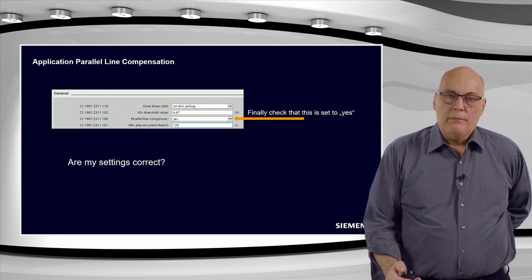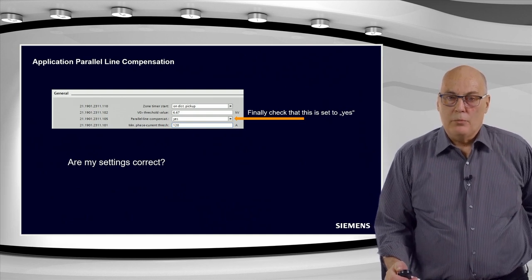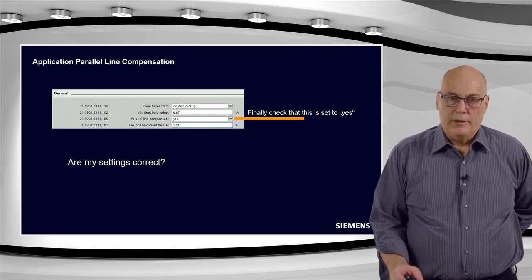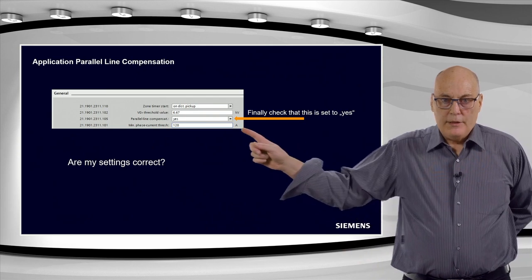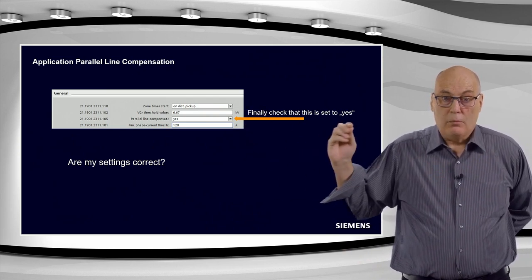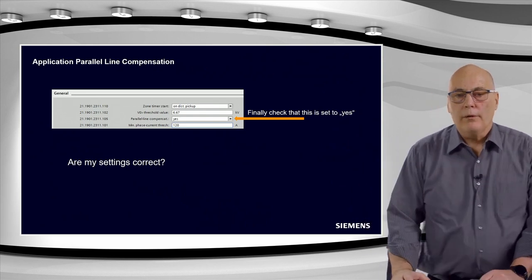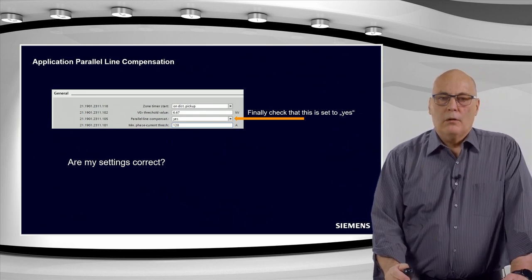I applied the settings to a digital twin, and then calculated some currents to be injected here to see if everything is working. So here you can see this is a setting also under the distance protection. You have to say apply parallel line compensation yes. So then you actively say you want to use the distance protection with mutual compensation.